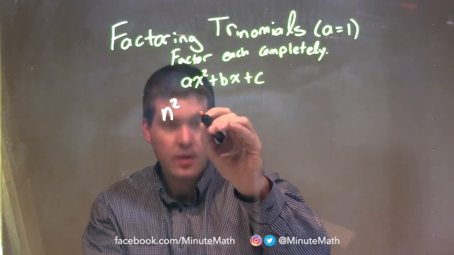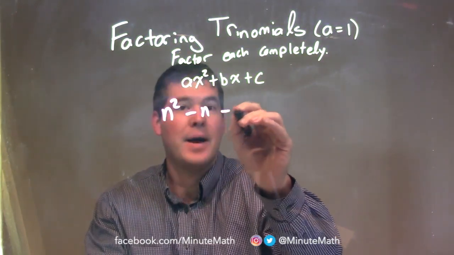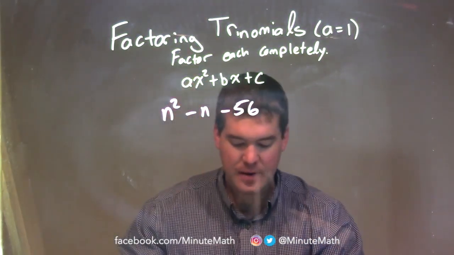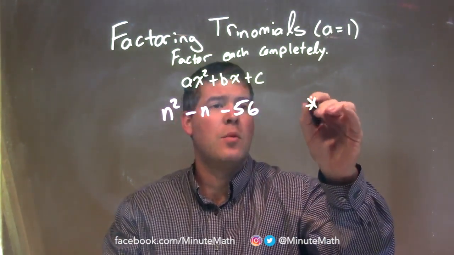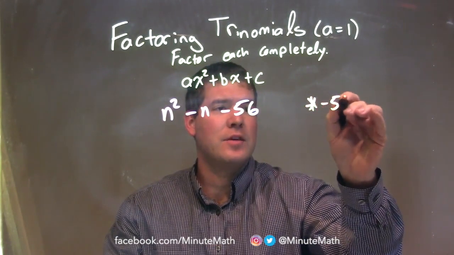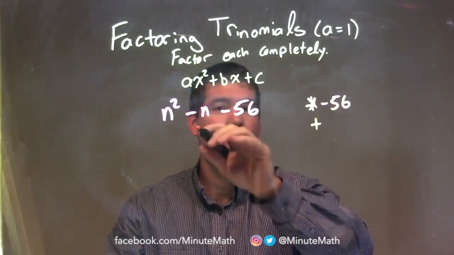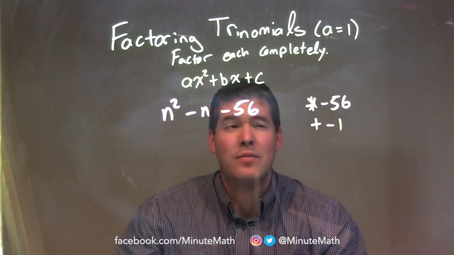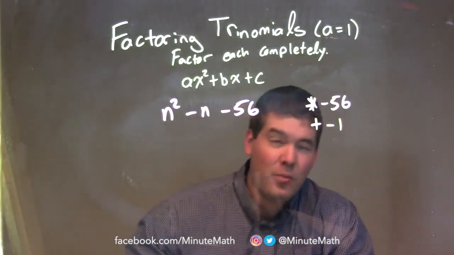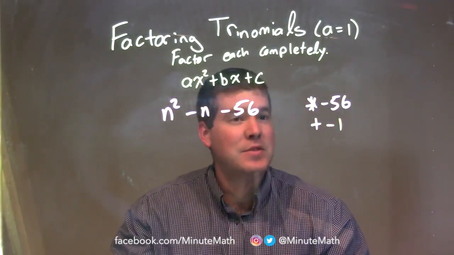n squared minus n minus 56. What I'm going to ask myself here is what two numbers multiply to be a negative 56, my c value, but add to be my b value, which is a negative 1. Well, two numbers multiply to negative 56, add to be negative 1. Well, I know 8 times 7 is 56.